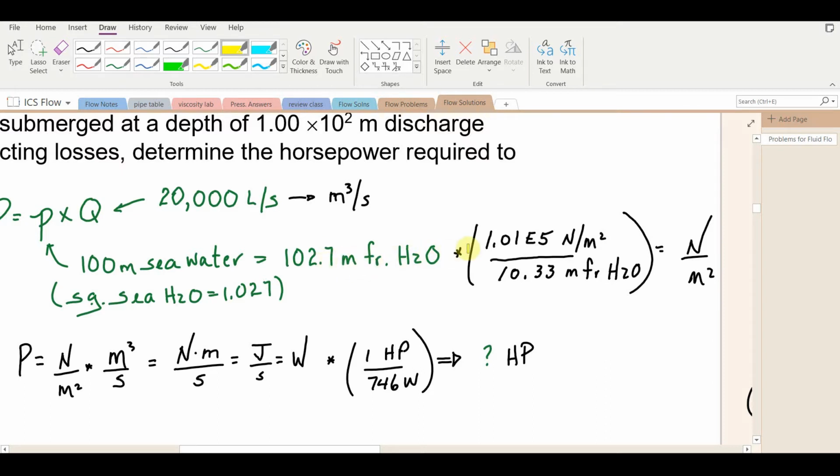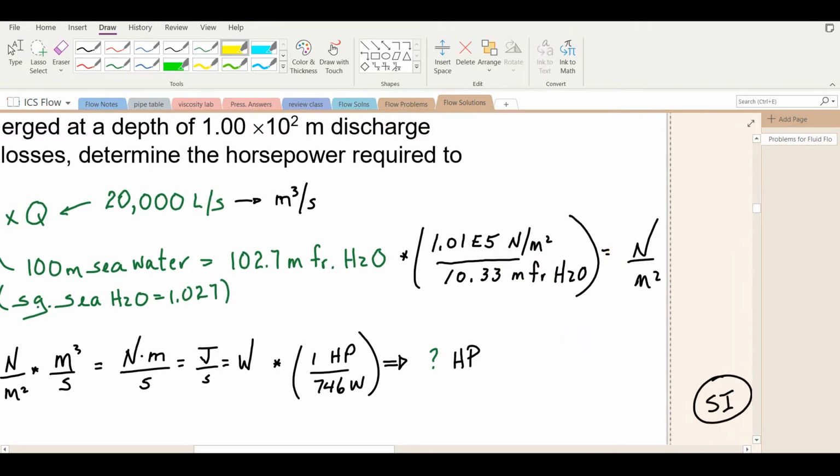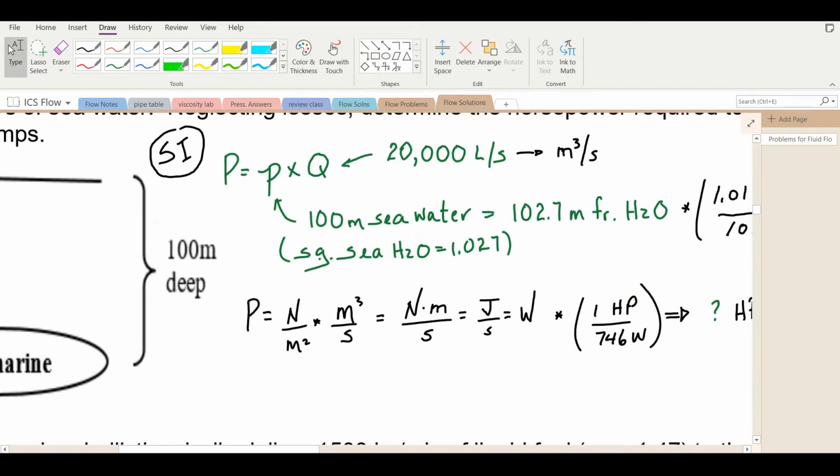So we want to multiply by a conversion factor for atmospheric pressure that converts meters of fresh water to newtons per square meter, and that's the conversion. Atmospheric pressure is 10.33 meters of fresh water. You'll get a value in newtons per square meter, and that'll be the pressure. We then have the flow rate in cubic meters per second.